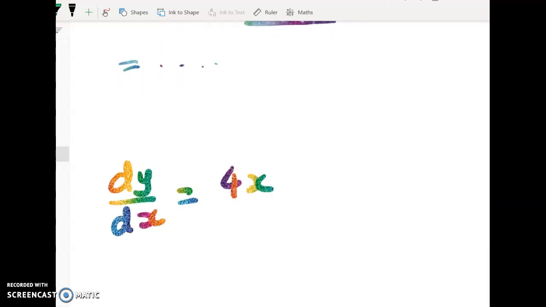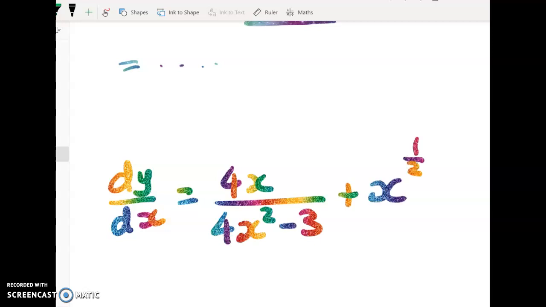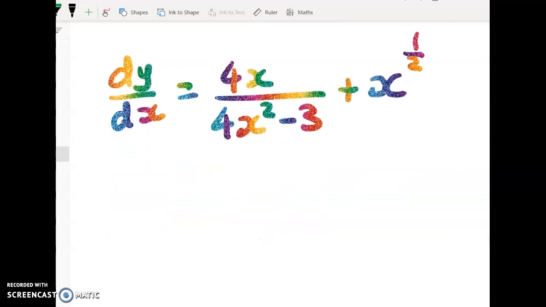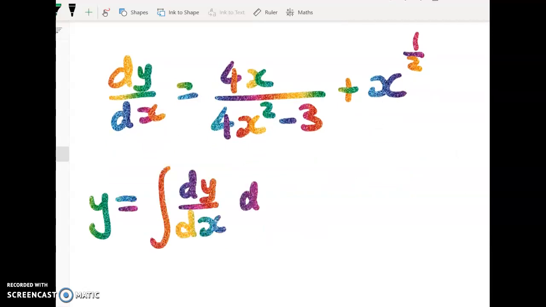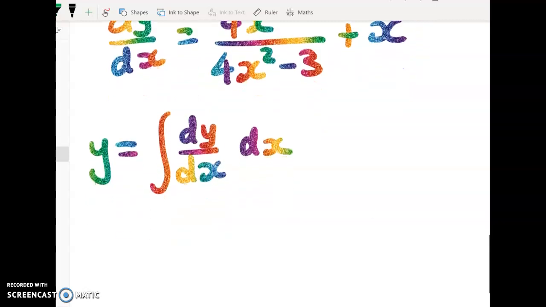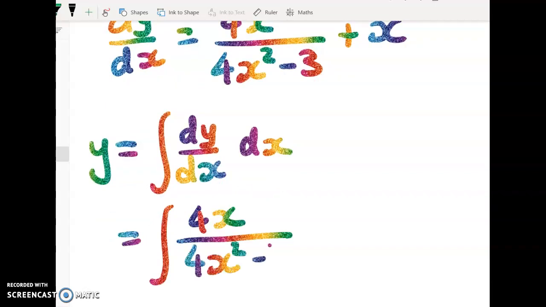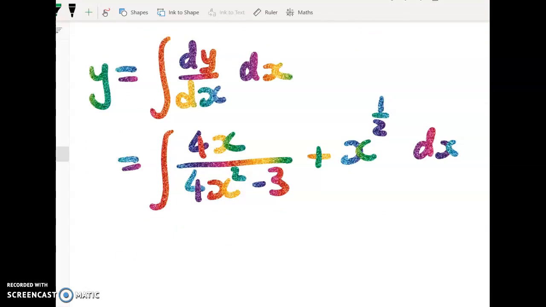Right, so how does this one go? Well, we start off with dy by dx is equal to 4x over 4x squared minus 3 plus root x, which is x to the power of a half. So integrating that will get me y. So y is equal to the integral with respect to x. And again, we've got a natural log popping up in here and a pretty simple fractional power. So this is the first step of the problem.